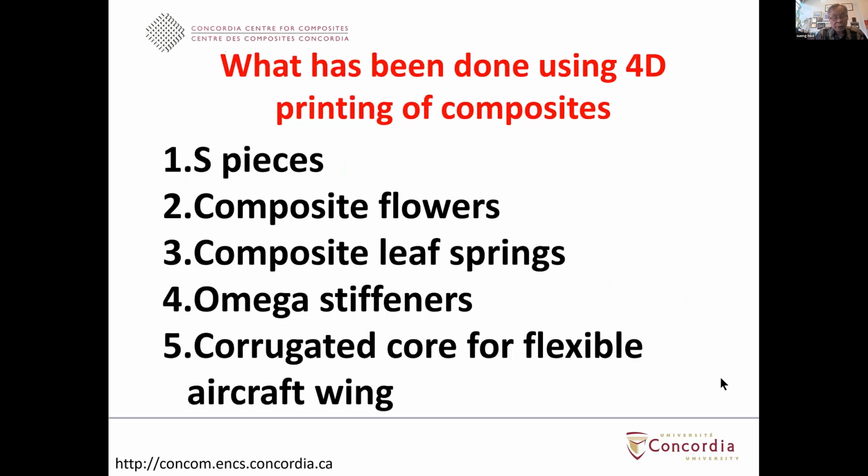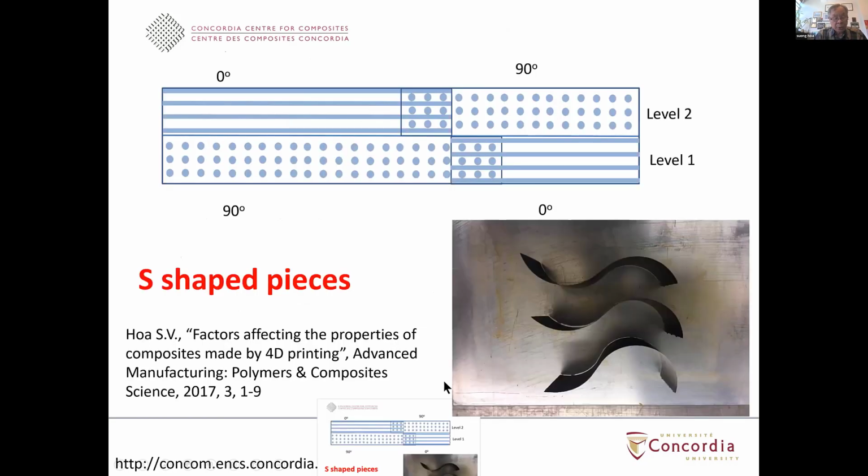So I just want to give you a very quick example of what we have made using this technique of 4D printing. I give 5 different examples: the S-shape, the composite flowers, the composite leaf spring, the stiffeners, and also the corrugated flexible core for a flexible aircraft wing. I have presented some of these before, so I'll go over them very quickly.